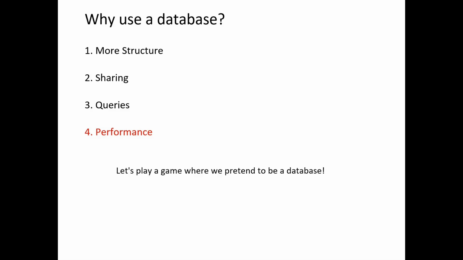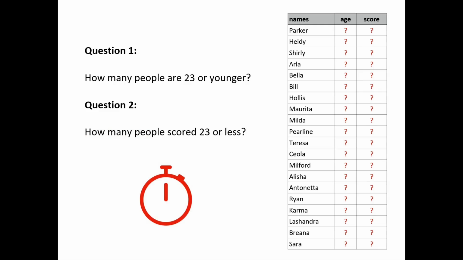So just as an example, a little game here. I've got some data here in a table, and I haven't actually shown you the data. I've just got question marks here for right now. And I'm going to ask two questions. How many people are age 23 or younger? And then the second question is how many people scored 23 or less on the exam? Okay, so I'm going to click to the next slide.